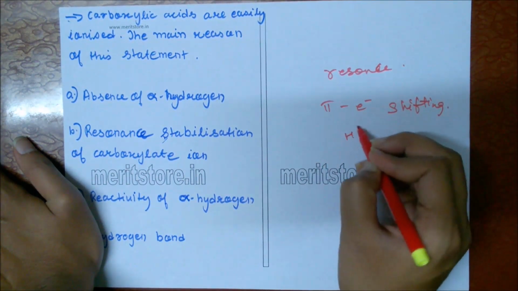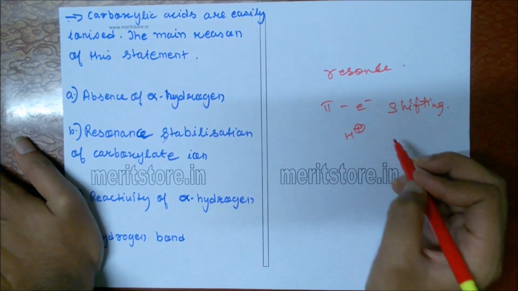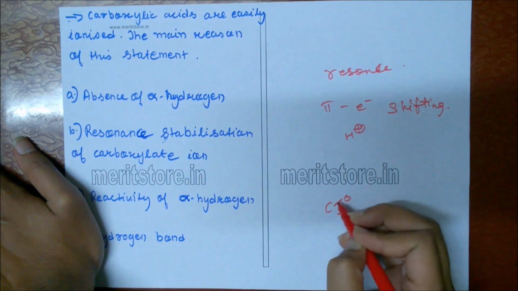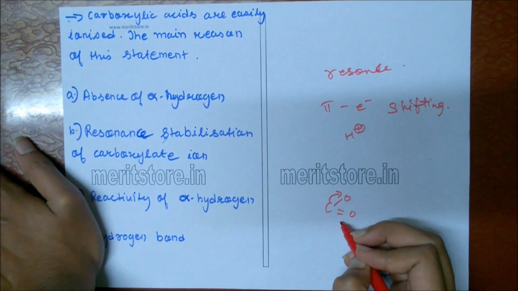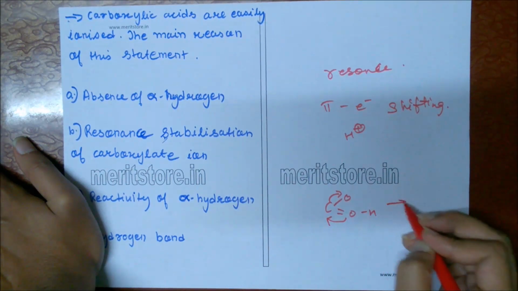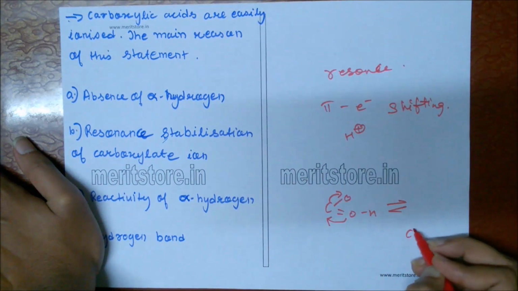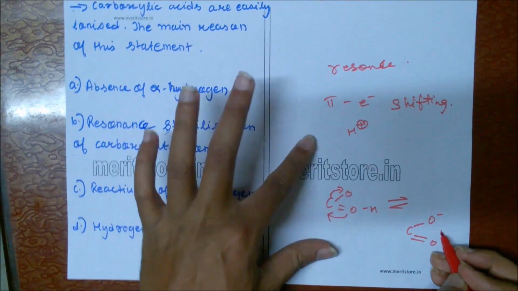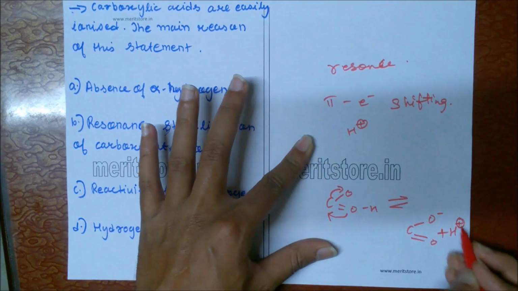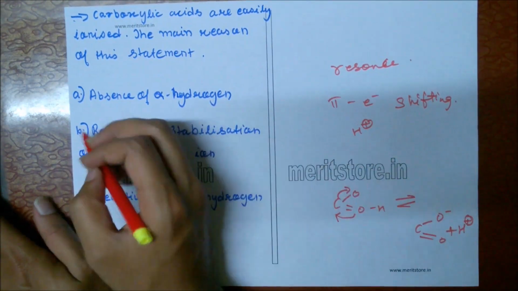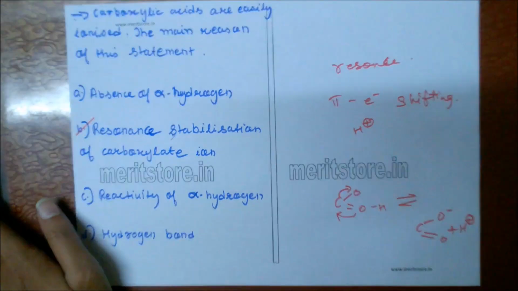So H plus ion gets ionized very easily. The structure will be carbon, and the electron from here will go to here. The other resonance structure will be plus H plus ion. H plus ion electron shifting occurs. So option B is the correct answer.